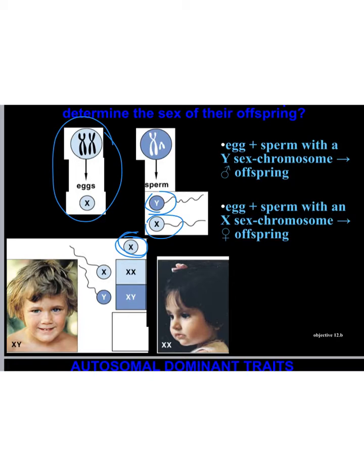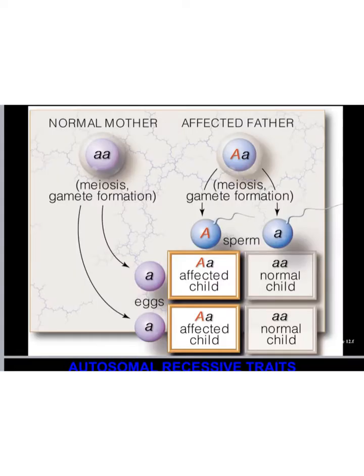If we were doing our Punnett square here, we would put both of those gametes along the side, and then we can fill in the boxes. If it is an X sperm that fertilizes the egg, we end up with an XX, and we would get a female child. If it is a Y sperm that fertilizes the egg, we end up with an XY, and we would get a male child. So it is the father who determines the sex of the offspring.